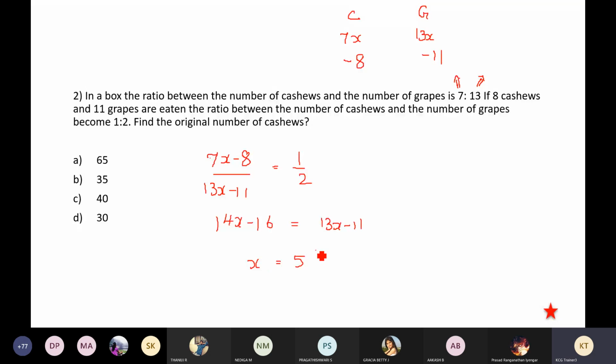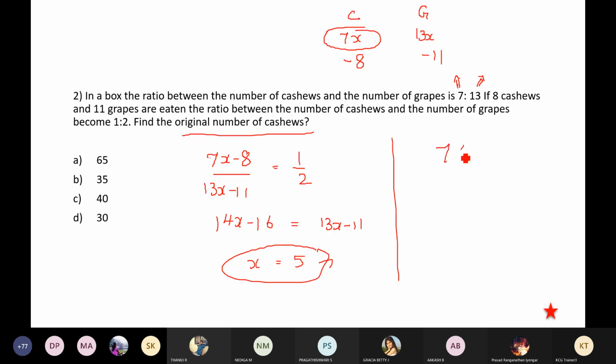But what's my actual question? Find the original number of cashews. What is the original number of cashews? 7x. So 7 into 5. So my answer is 35. Excellent, guys. Fine then. Moving on to our next question.